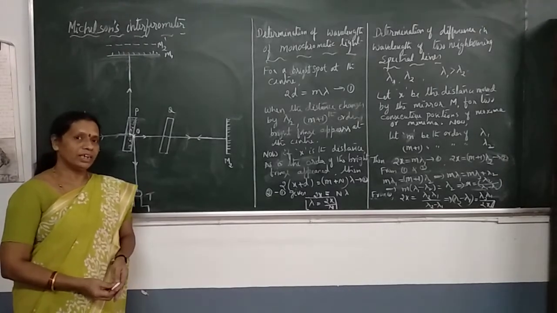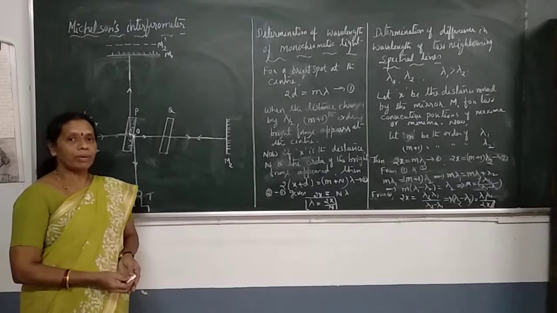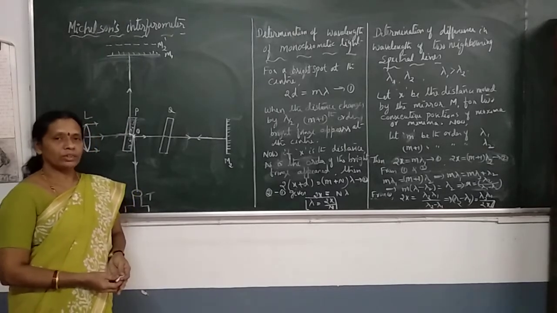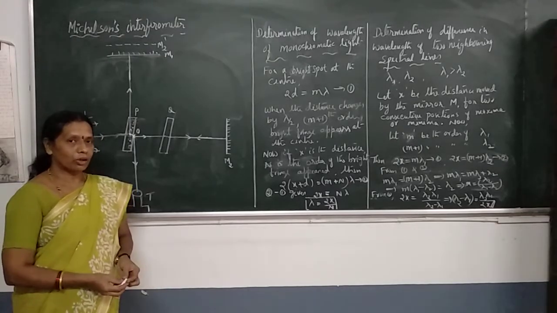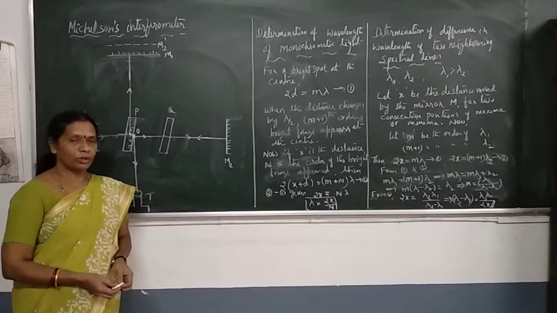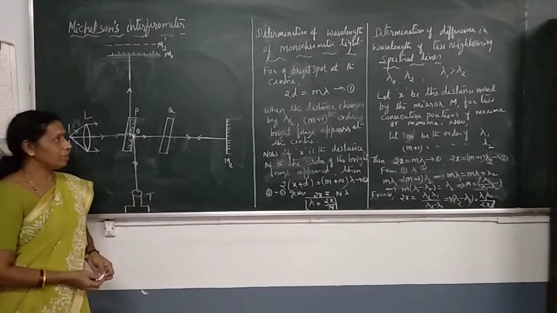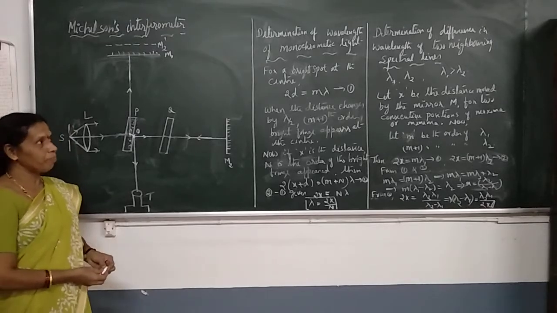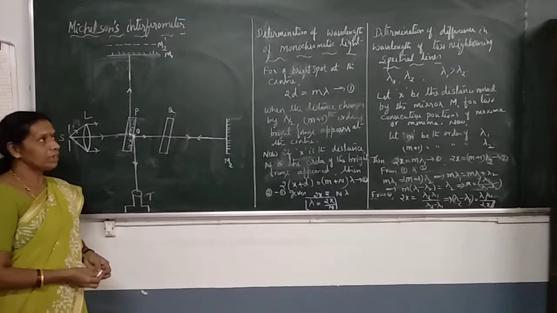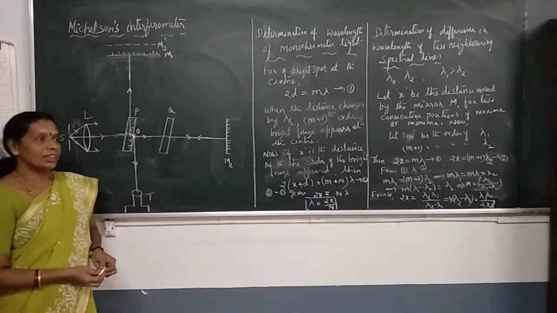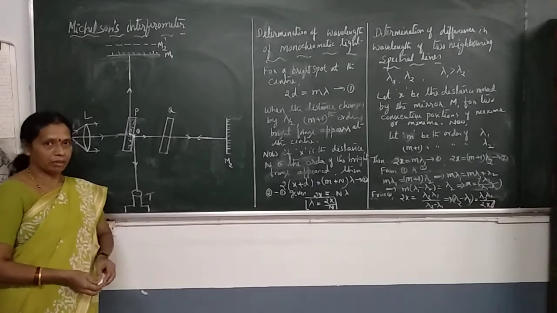The amplitude of the incident monochromatic ray is divided into two equal parts by partial reflection and refraction, and those two divided rays behave like coherent rays and interfere to produce interference fringes. Using the interference fringes produced in Michelson's interferometer, the wavelength of the monochromatic source of light can be determined. One more application is that the difference in the wavelengths of two spectral lines can also be determined.